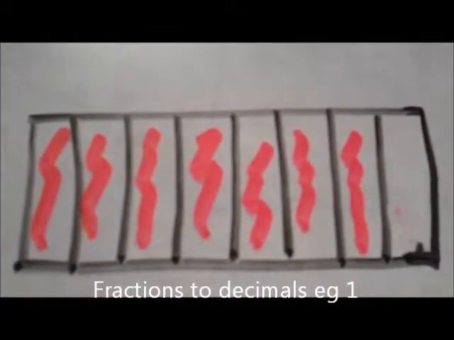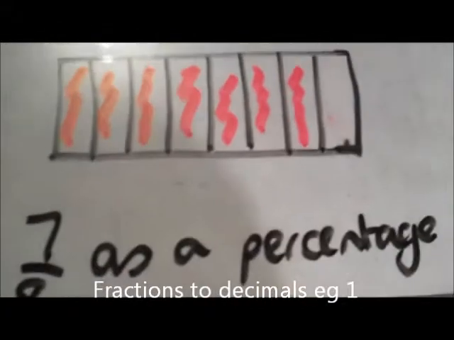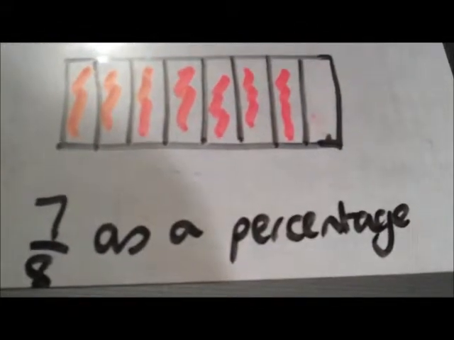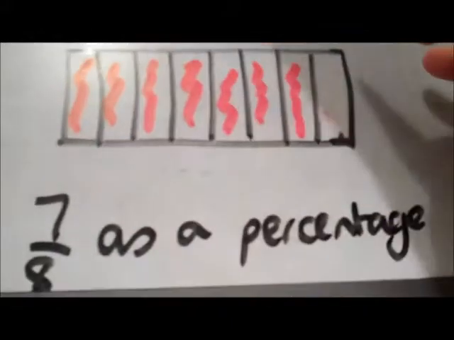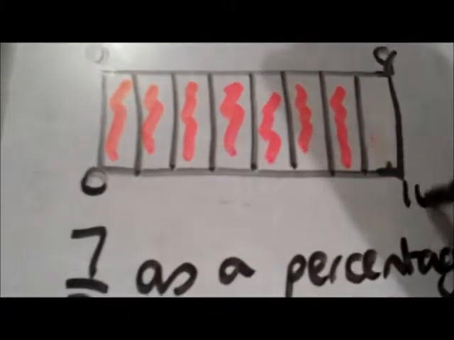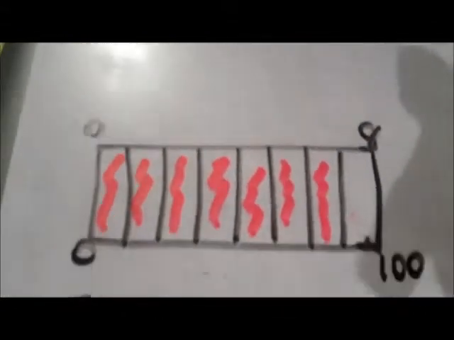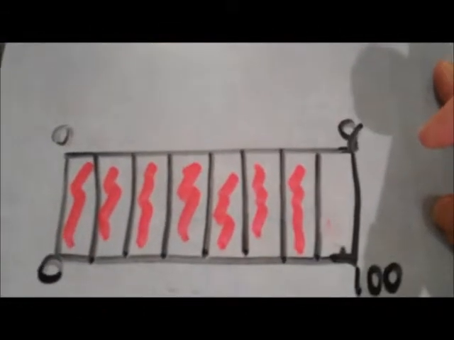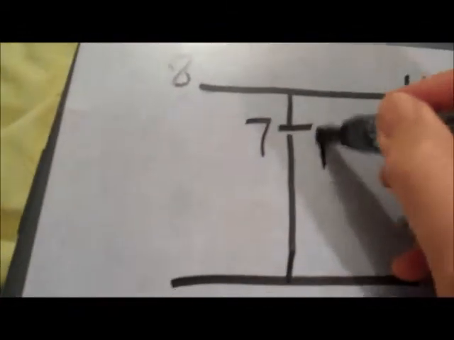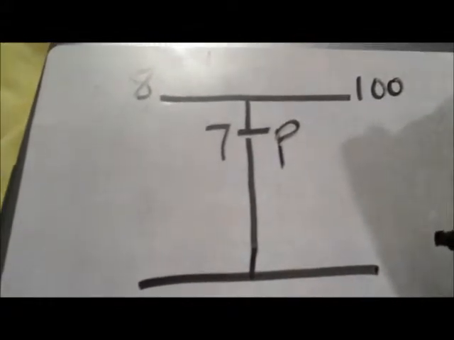Here I've got 7/8. So I want to write 7/8 as a percentage. Instead of it being from 0 to 8, I'm going to mark it from 0 to 100. And that's where the double number lines that we've been using come in really handy. So how many eighths would 100% be? Well, 100% would be 8/8, and you've got 7/8, and you want to know what percentage those 7/8 actually are.